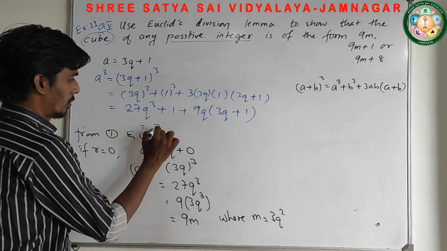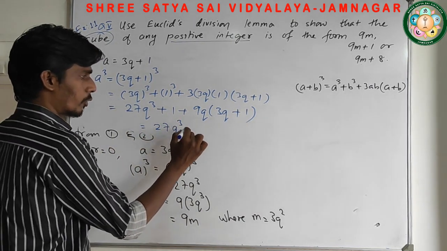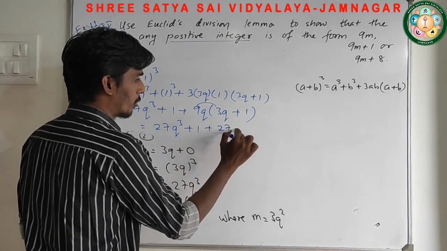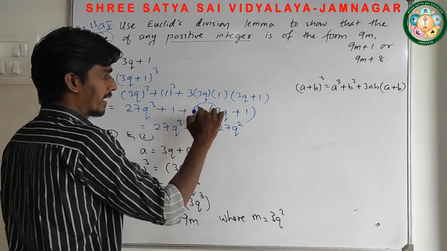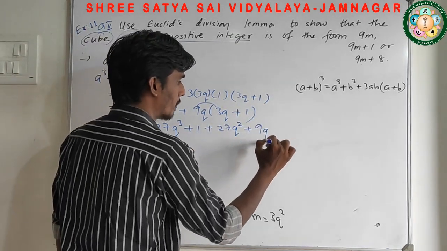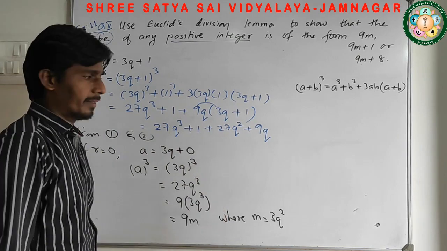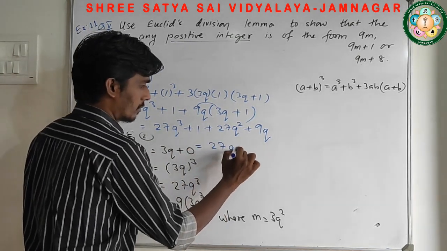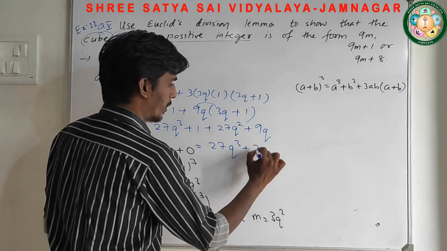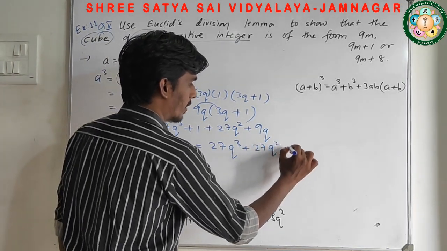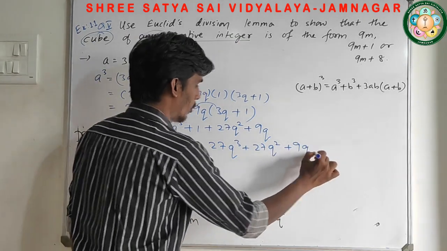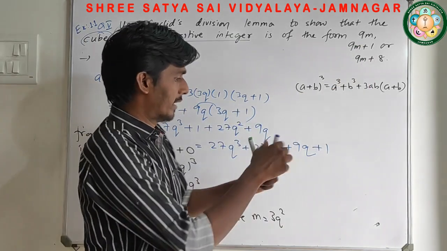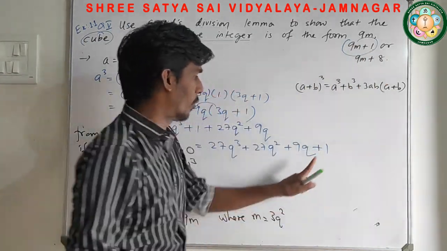So this will be 27q cube plus 1, 9 into 3, 27q into q square, 9q into 1, it's what? 9q. Rearrange them according to the power form. 27q cube plus 27q square plus 9q and this 1. Now I want to get here what? 1. यहाँ पे मुझे 1 चाहिए था, वो 1 आ गया.